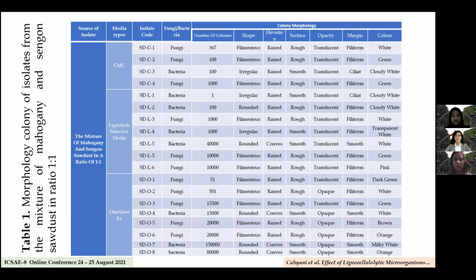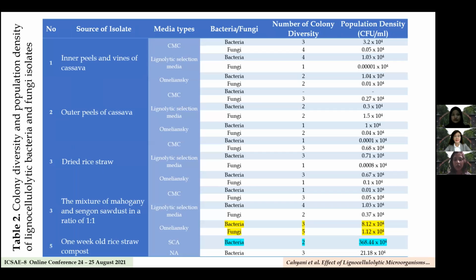In table 1, we can see it's about isolates from the mixture of mahogany and sengon sawdust in a ratio of 1:1. We observe the colony morphology, including the number of colonies, shape, elevation, surface, opacity, margin, and color from 5 sources of isolates. But here, we only show the data from the colony morphology from the mixture of mahogany and sengon sawdust. Then we continue to table 2.